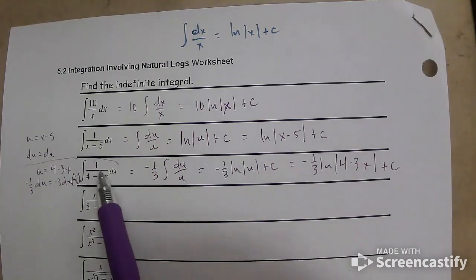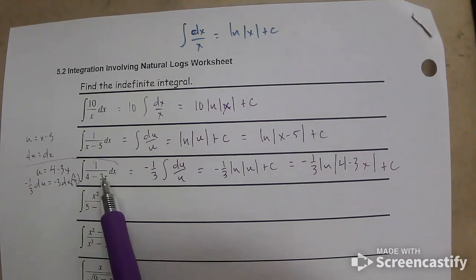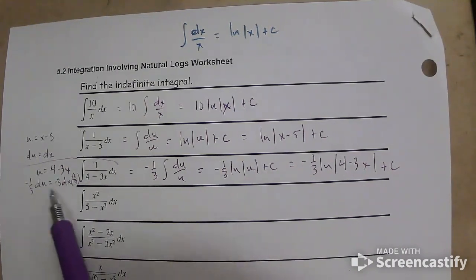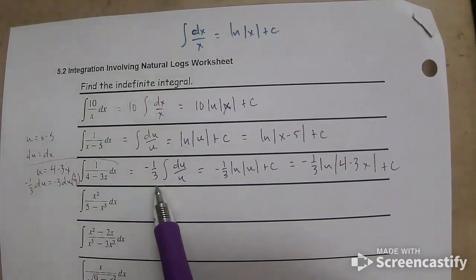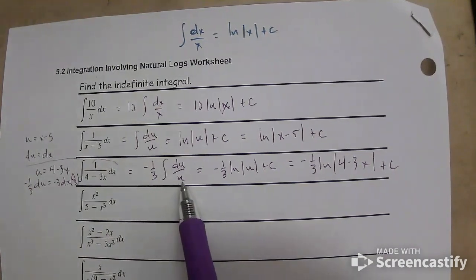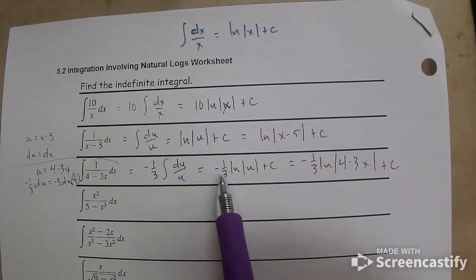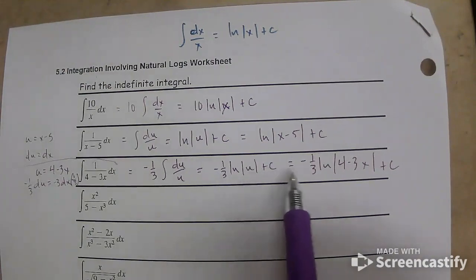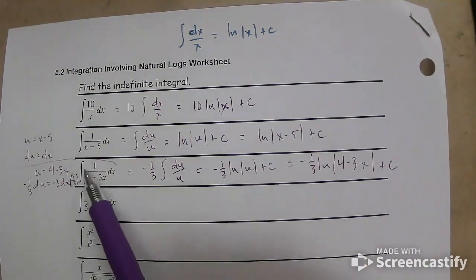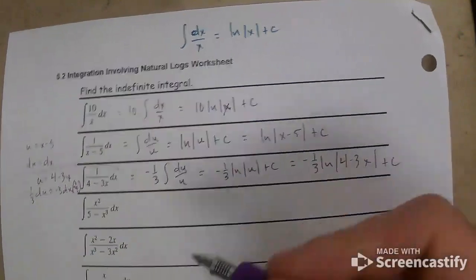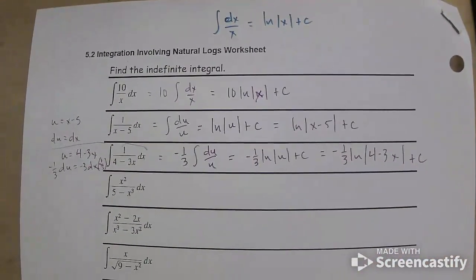But here it's not just that, because this has a derivative of -3. So if we multiply both sides by -1/3, it'll allow us to look at -1/3 integral of du over u, which results in -1/3 natural log of u plus c, and then we just plug in our x because we are on an indefinite integral here. So let's continue this pattern.